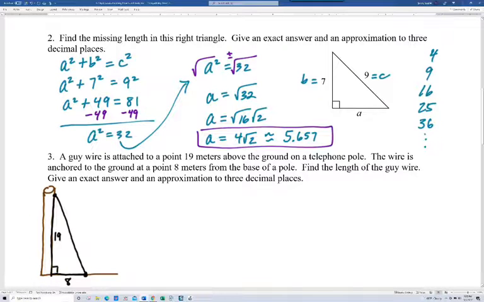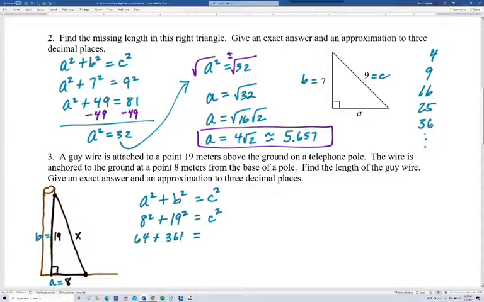And so we have this right triangle, and we're looking for x, which is the distance or the length of this guy wire. And so we'll use Pythagorean Theorem again. a squared plus b squared is c squared. Let's choose a to be 8 and b to be 19. So we'll plug those numbers in. We get 8 squared plus 19 squared is c squared. So we're going to have 64 plus 361 is equal to c squared. And so finally we have 425 is equal to c squared.